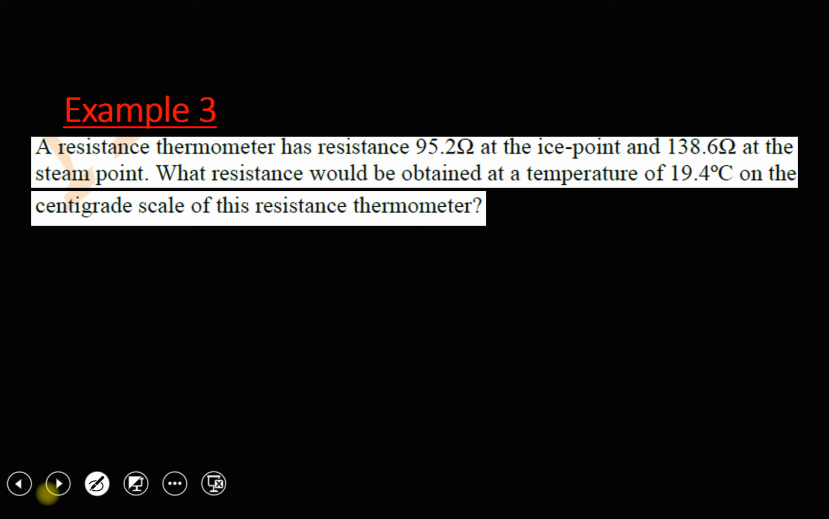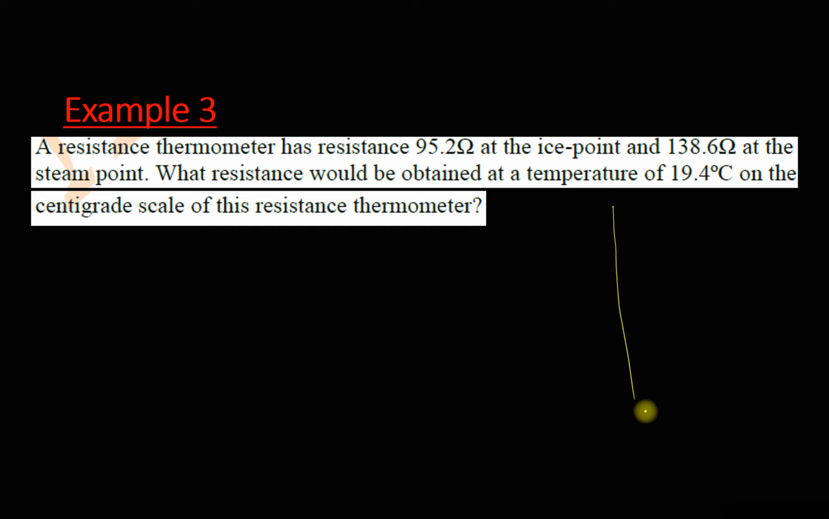A resistance thermometer has resistance 95.2 ohms at the ice point and 138.6 ohms at the steam point. What resistance would be obtained at a temperature of 19.4 degrees Celsius on the centigrade scale of this resistance thermometer? So we are seeing it is a resistance thermometer and it has 95.2 at ice point, 138.6 at the steam point. That means the resistance increases with the temperature.